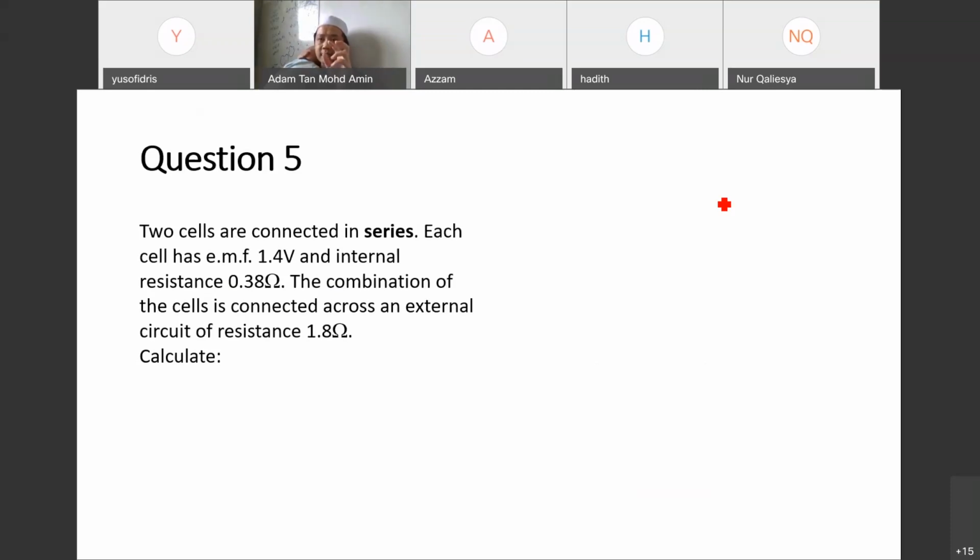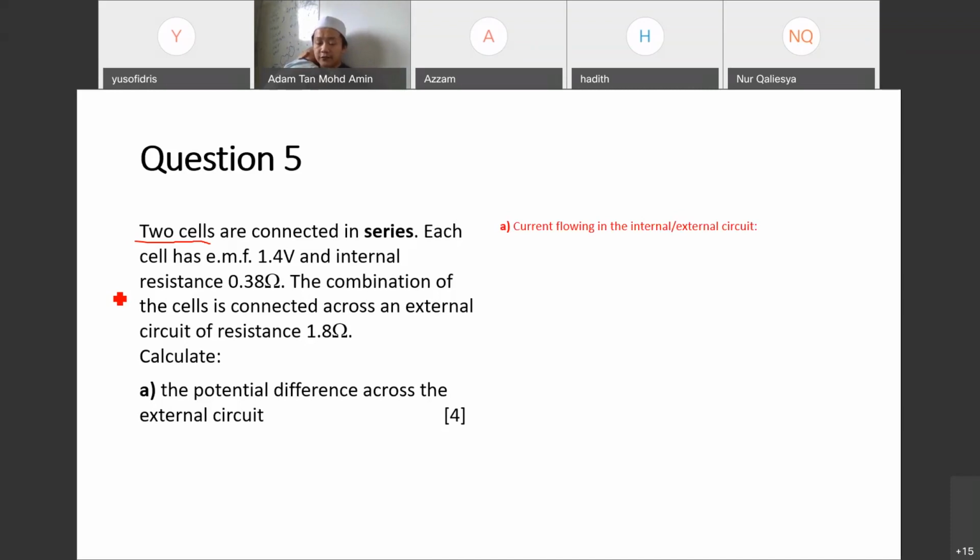Cumanya kita just kena take note yang cell and resistor tu represents double the value that is being stated in the questions. So instead of 1.4 volts, dia 2.8. Instead of 0.38, sebenarnya dia 0.76 ohms. So sebab dia kata two cells kan, dia kata kat sini. Yeah. So question part A, dia kata the potential difference across the external circuit. Maksud external circuit tu, that means across the 1.8 ohms resistor lah.